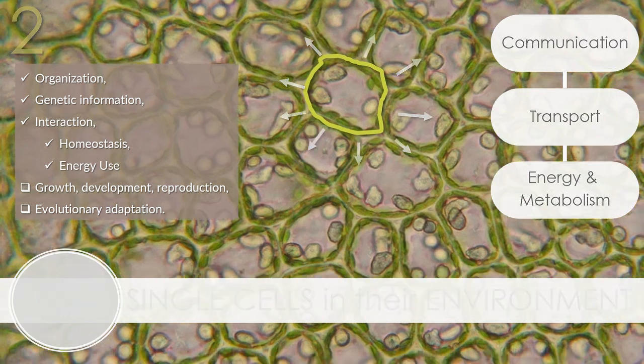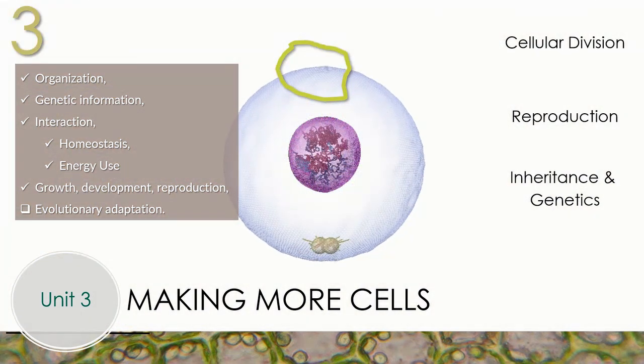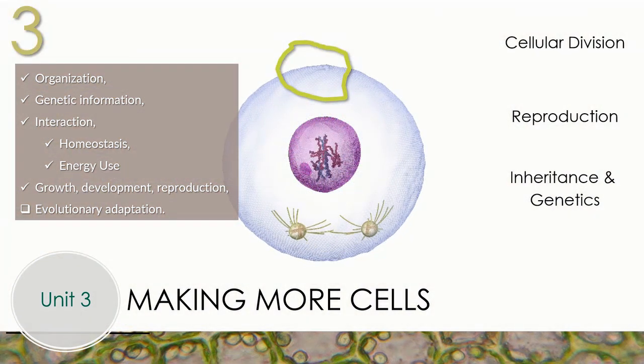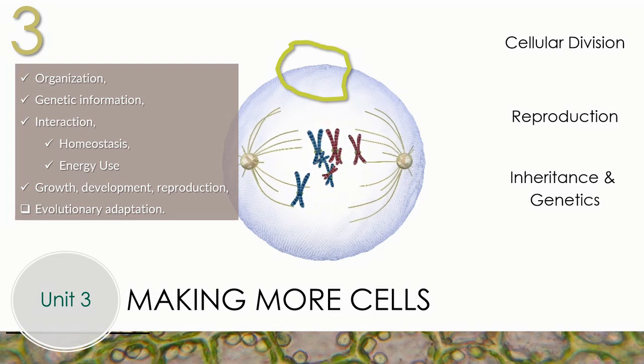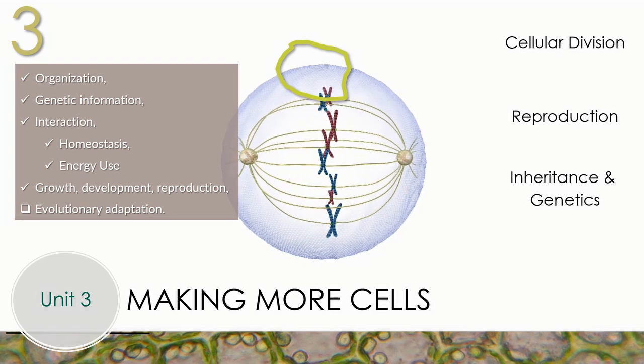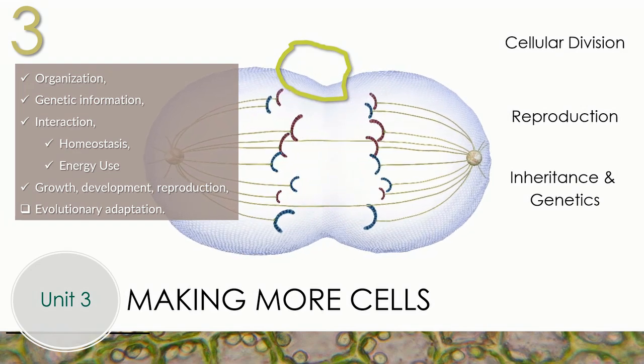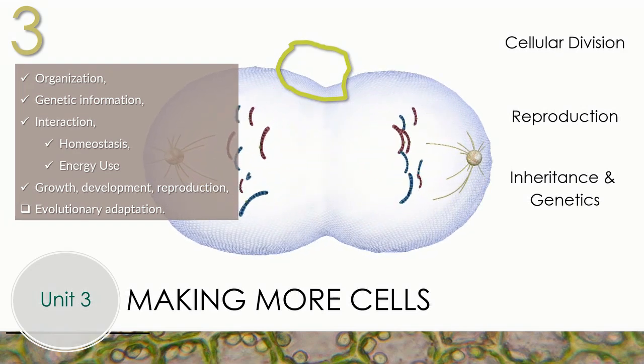And then after this, we will zoom out even further and explore cell growth, development, and reproduction. In essence, this is where we will start to look at how we go from just a single cell to suddenly making many more cells. So now we're starting to look beyond the single cell and looking at multiple cells and how we get there.